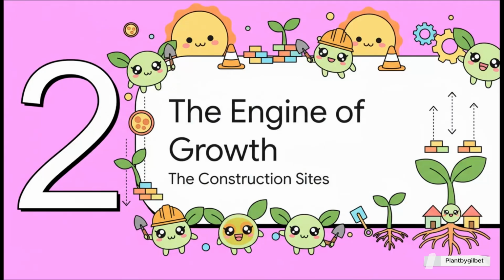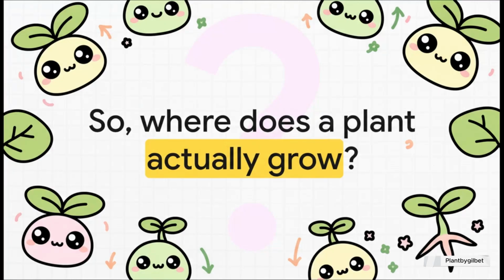So we know a plant has a top half and a bottom half. But where does the growth actually come from? Let's zoom in a little closer and find the plant's perpetual construction sites. Now, you might think it just kind of grows everywhere all at once, but that's not really how it works. Plants are incredibly efficient. They focus all their growth into very specific, super active zones.